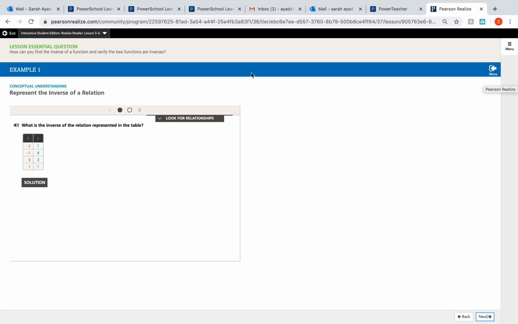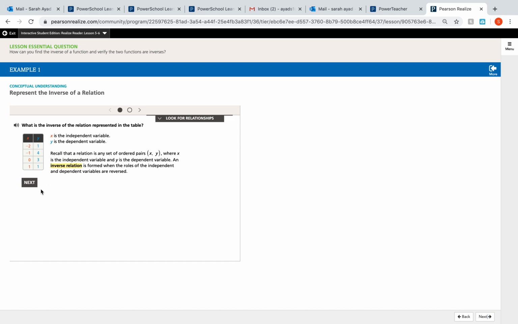Okay, so it says, what is the inverse of the relation? Remember, a relation is just a set of ordered pairs, right? So here we see what is the inverse? When you think of the word inverse, you think of the word opposite, right? So it is exactly that. Our x values become our y values and our y values become our x values. So our independent variable and our dependent variable are reversed. So that's what we call an inverse relation.